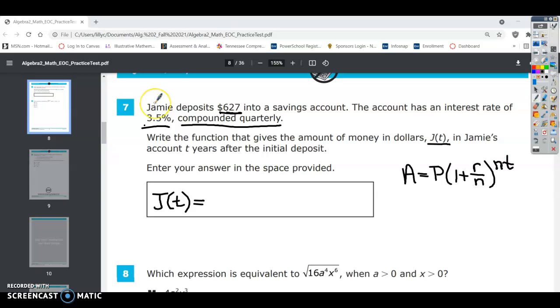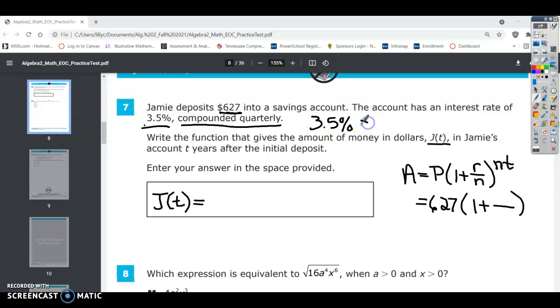So it says Jamie deposits $627 in his savings account. Okay, so that's the initial deposit, $627 times 1 plus. Now we need to know what is the interest rate. The interest rate is 3.5%.